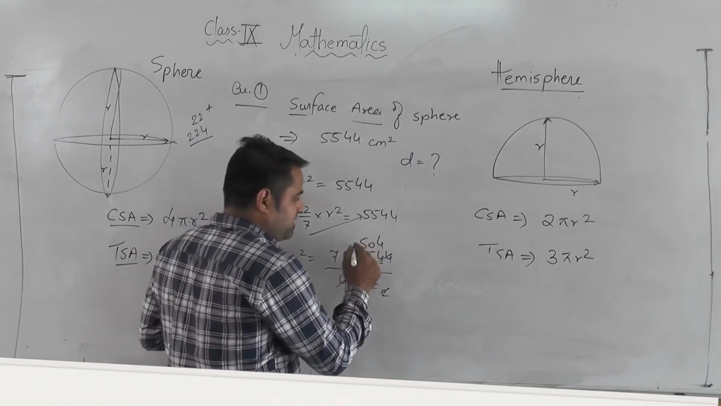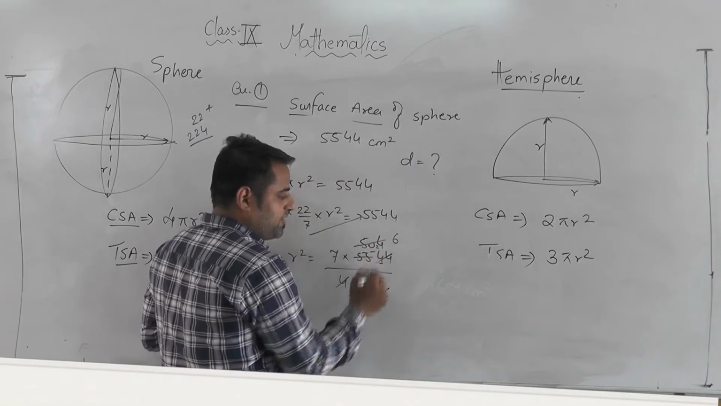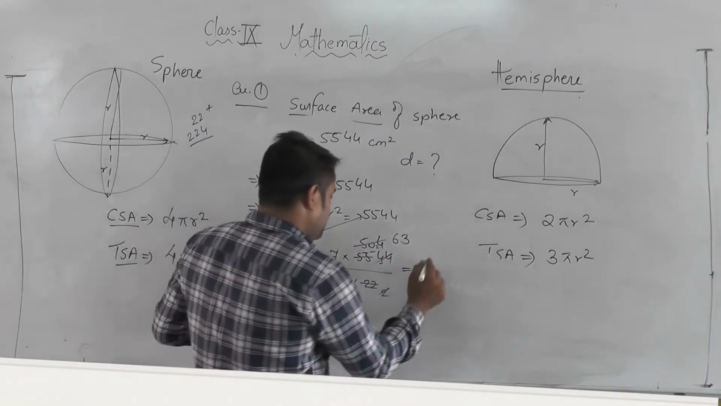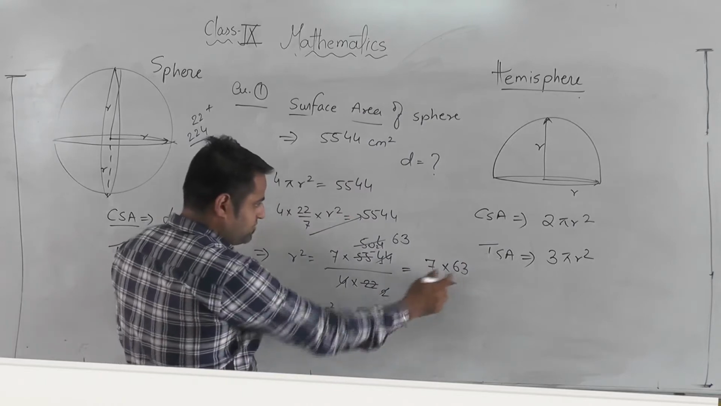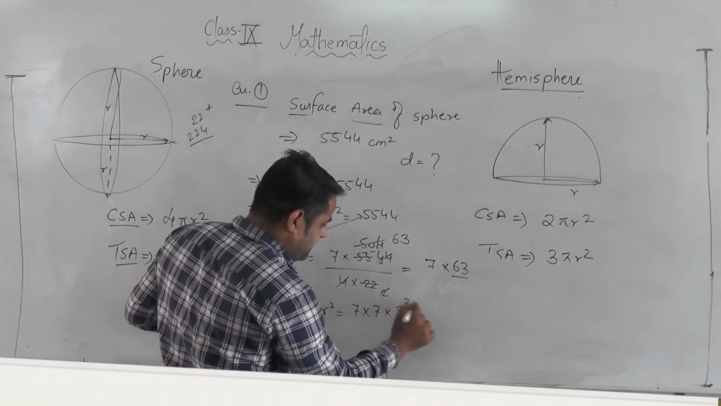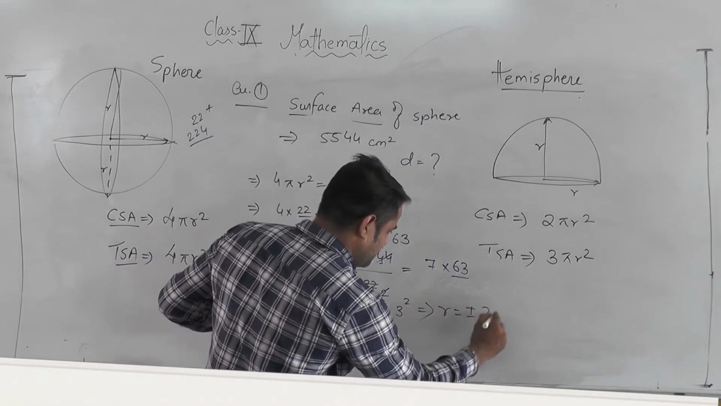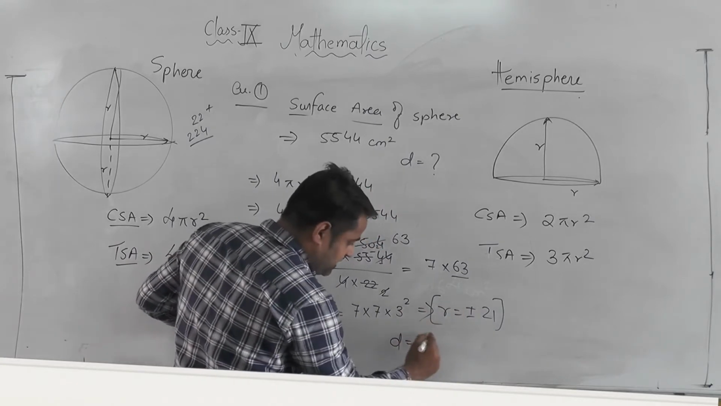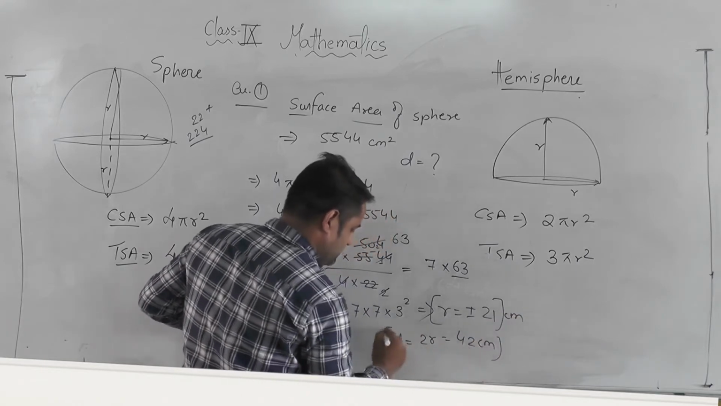So I am cancelling it by 8. 8 6s are 48, 2 will remain; 8 3s are 24, it will cancel the whole thing. 7 into 63. Okay, r square is 7 into 63. See, 63 is 7 9s, and 9 I can write as 3 square. So 7 square, 3 square is r square. So r comes plus minus 7 3s is 21. This is your radius. And diameter is obviously double the radius, that is 42 centimeters. So these are your answers.